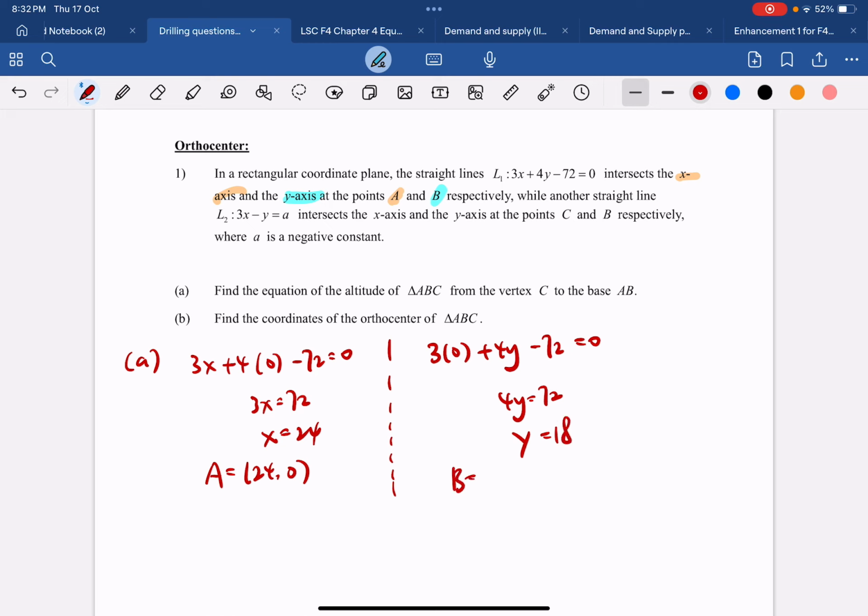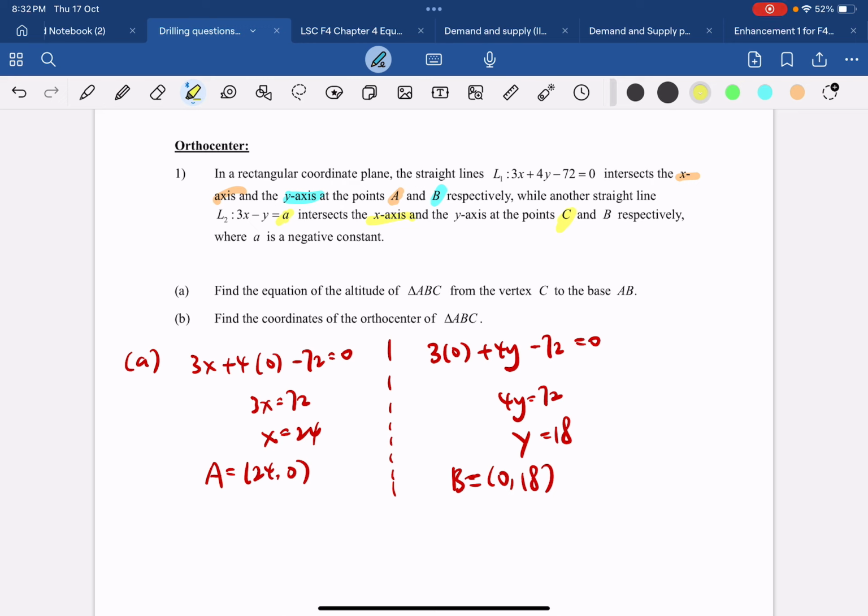So B is (0, 18). Okay, let's see. Then there's another straight line called L2, 3x minus y equals A, which intersects the x-axis at C. So you may want to find C, but you found that this time the equation has a variable A.